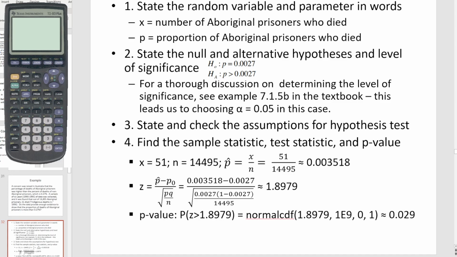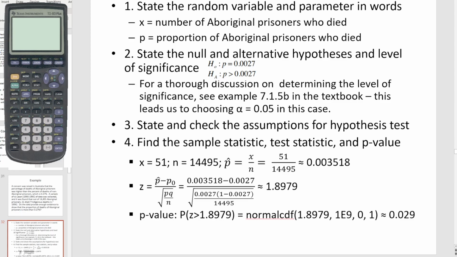Then we want to state and check the assumptions for the hypothesis test, and find the sample statistic, test statistic, and p-value. Here x is 51, n is 14,495, p hat is x over n, and so when we do 51 over 14,495, we get about 0.003518.